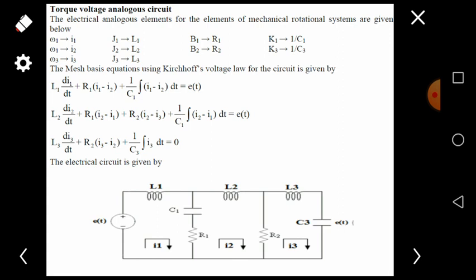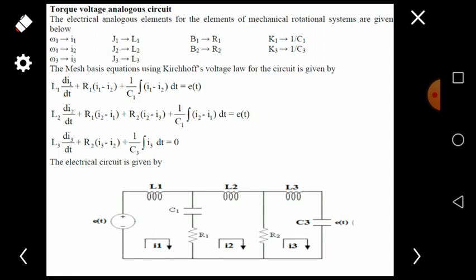Now we are going to write the equation of the torque-voltage analogous circuit. That will be an electrical analogous element for the elements of a mechanical rotational system. We have to consider the angular velocity as I1, and in electrical terms we write it as a current. For inertia we write an inductance, for friction it is considered as the resistance, and for a spring it is considered as the reciprocal of the capacitance.